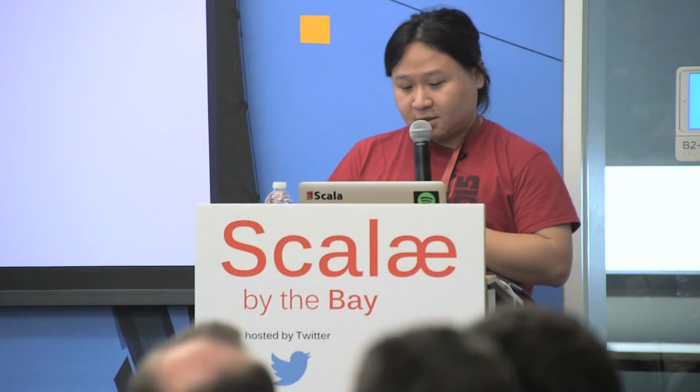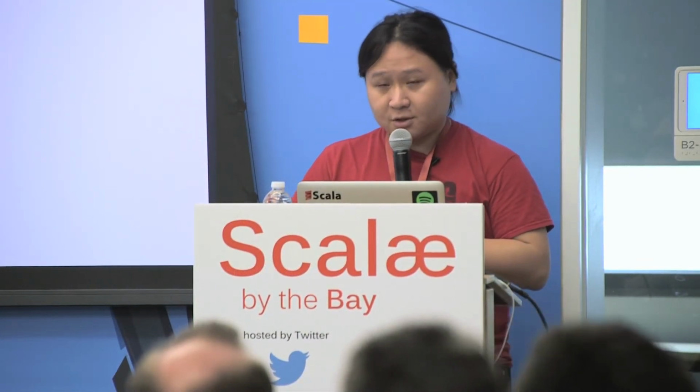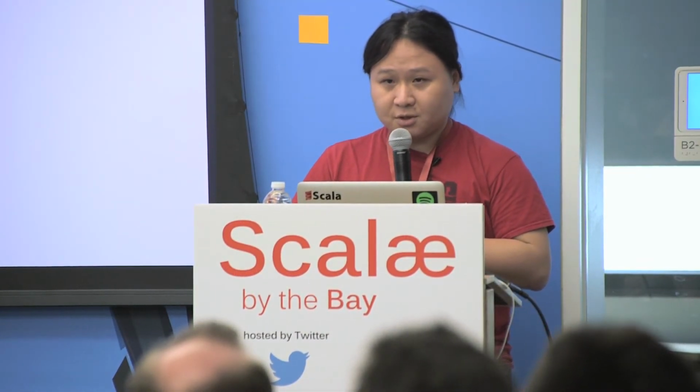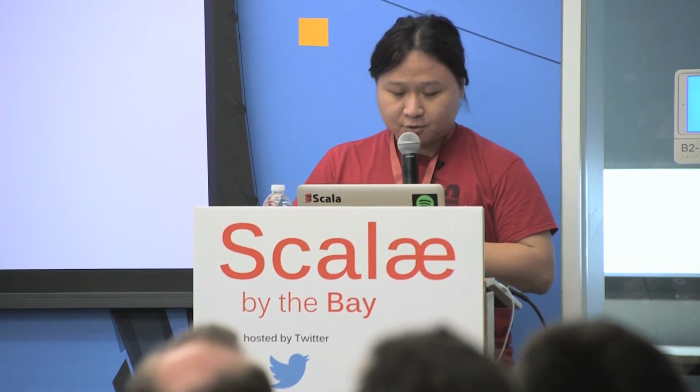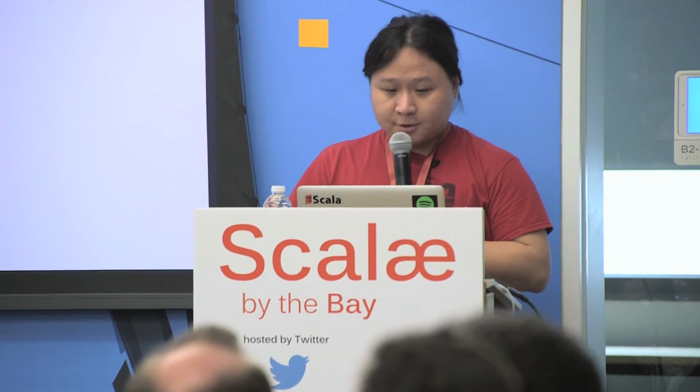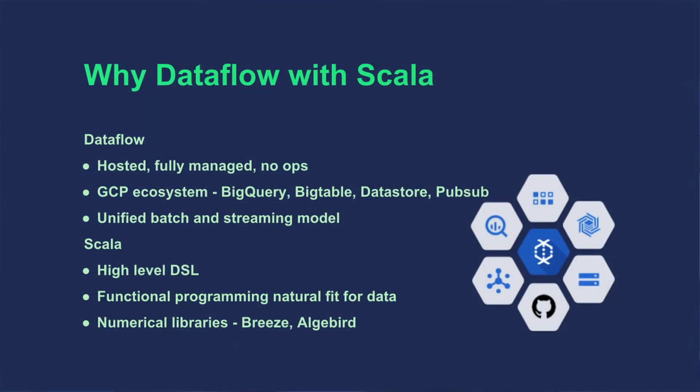And the last problem is also ecosystem. There's no integration with the Google products, so it's hard to integrate. So that's why we picked Dataflow and then use it with Scala. Obviously, Dataflow comes with a Java API. It's a fully hosted and managed service, which means you write your code in your local IntelliJ or Scala repo, and then you submit the job.